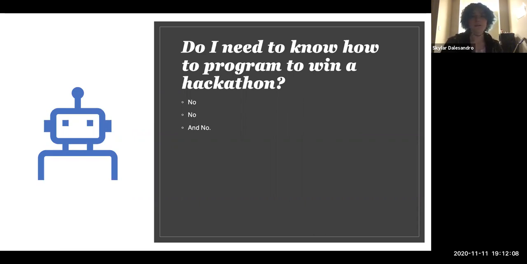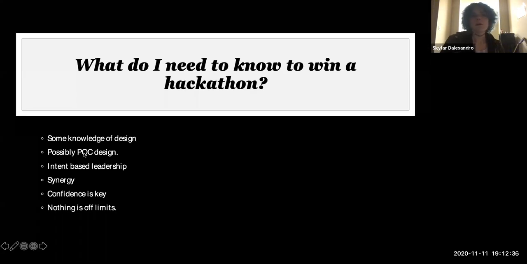So the one that I won, we did not program one line of code. We came up with ideas and what languages to use to implement certain features, a very basic proof of concept, to prove that it could work with certain languages and certain technologies, but we never actually wrote one line of code. So you do not need to know how to program, and it's not a requirement. So go out there and do it. What do I need to know to win a hackathon?